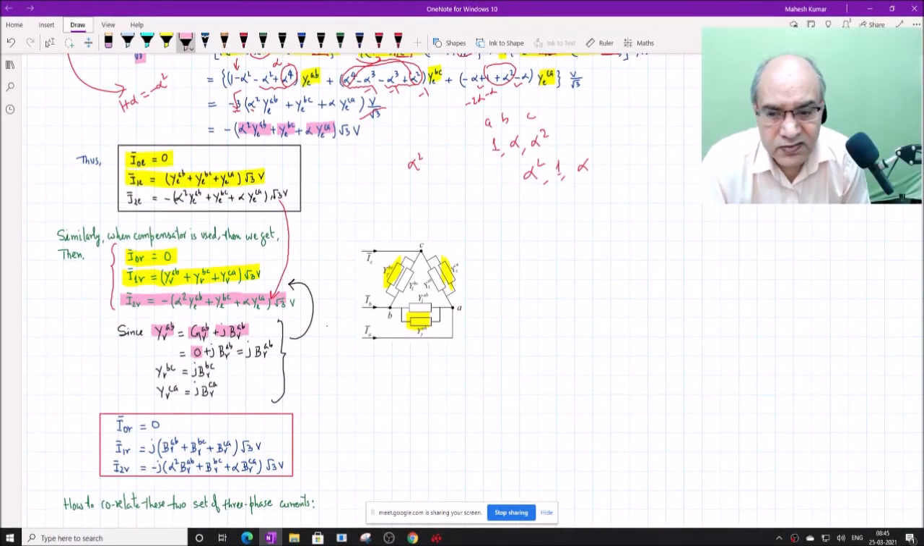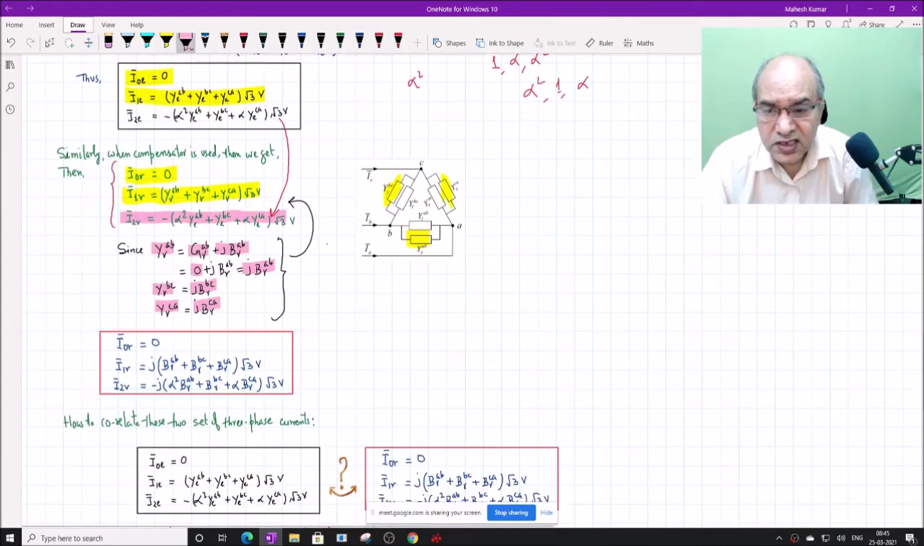Okay, and because of that, Y gamma AB will be equal to only J B gamma AB, and Y gamma BC will be equal to J B gamma BC, and Y gamma CA will be equal to J B gamma CA. And therefore, these currents for the compensator will be transformed to these currents. I0 gamma equal to 0, I1 gamma is J B gamma AB plus B gamma BC plus B gamma CA into root 3B, and I2 gamma is equal to minus J alpha square B gamma AB plus B gamma BC plus B gamma CA root 3B.